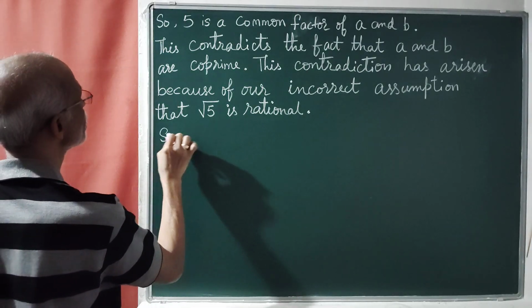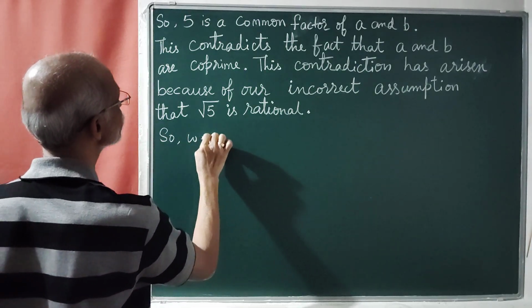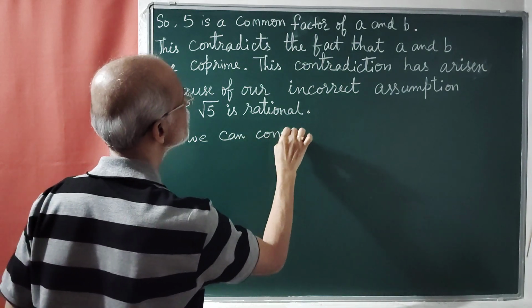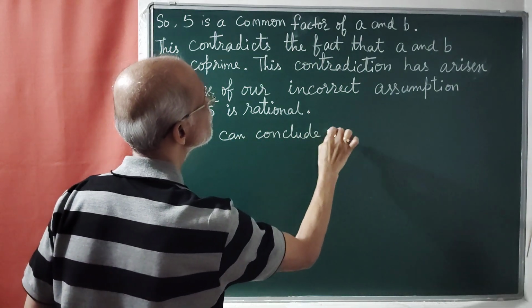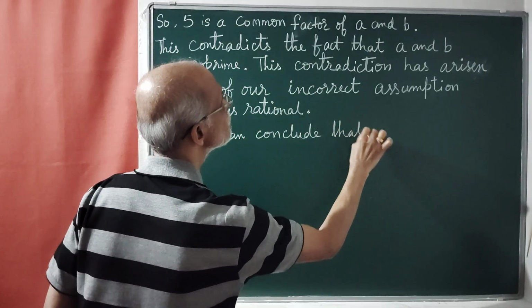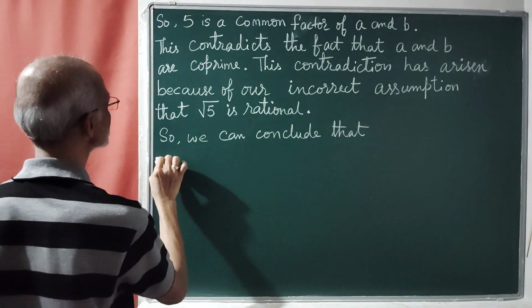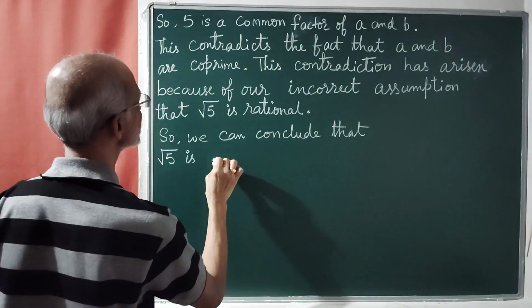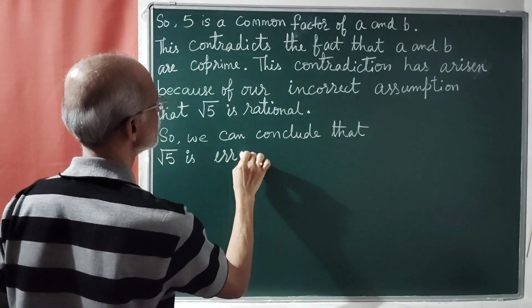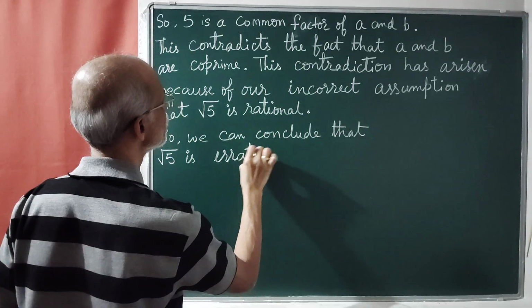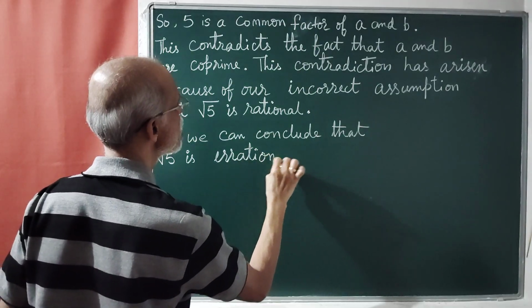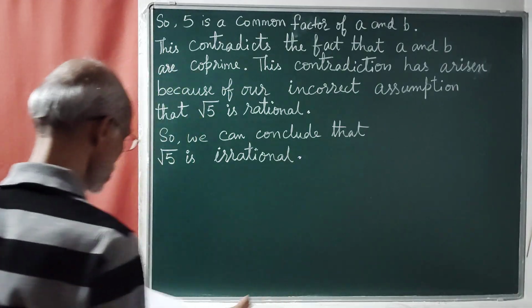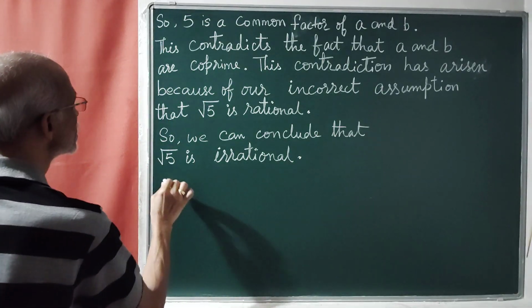So we can conclude that root 5 is irrational. Hence proved.